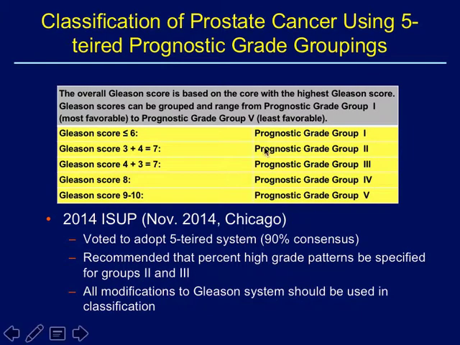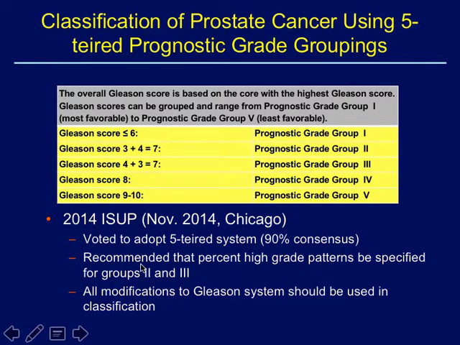And we talked about adopting Gleason scores of 6 or below as prognostic grade group 1, the best grade group in terms of prognosis. 3+4 is 2, 4+3 is 3, 8 is 4, and 9 and 10 is prognostic grade group 5. This was overwhelmingly supported, with 90% consensus, including the clinicians. In fact, among the clinicians, there was 100% consensus.